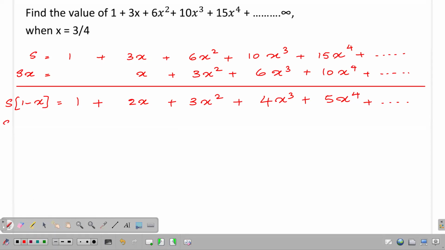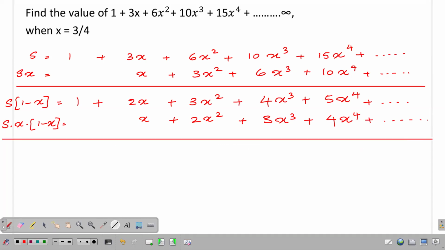So now this will be s into x into 1 minus x. You know what I did? This guy, I'm simply going to multiply with one more x. So then what will happen? You can see that 1 into x, this is x. 2x into x, that is 2x square. 3x square into x, that is 3x cube. 4x cube into x, that is 4x power 4 plus so on and so forth.